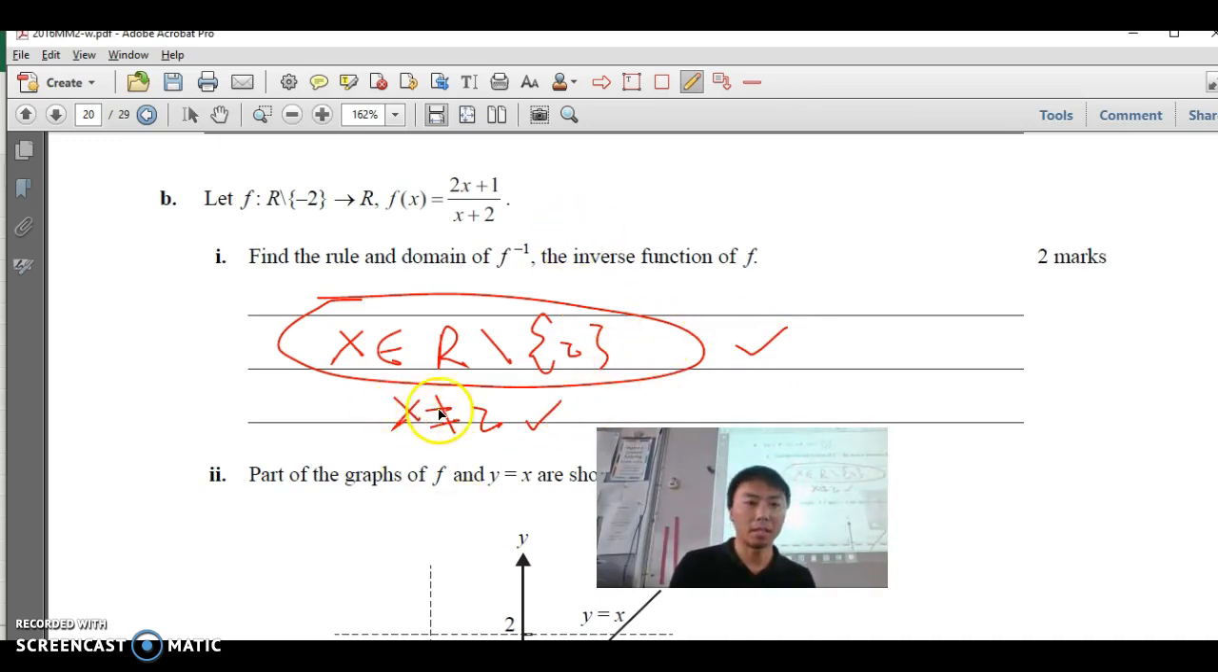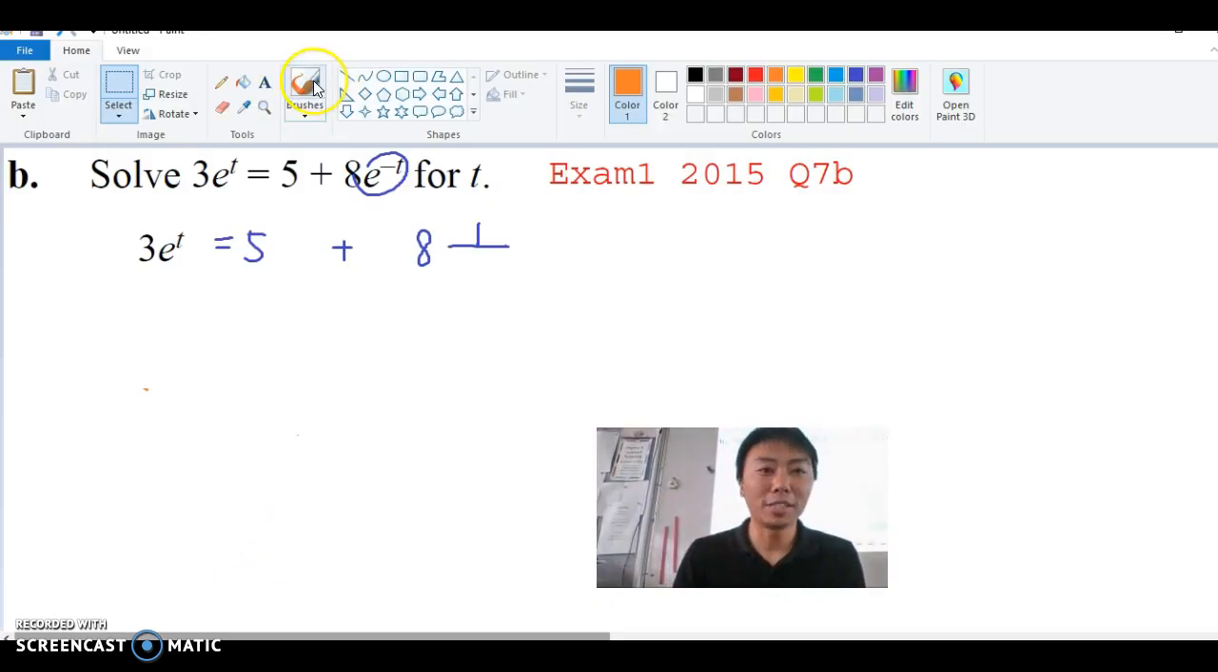So, x not equal to, yeah, either one of them will give you full marks. I can guarantee. Yeah, this is true. Okay. Now I'm doing 2015 question 1.